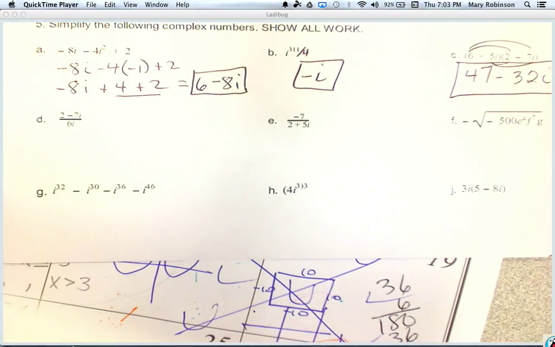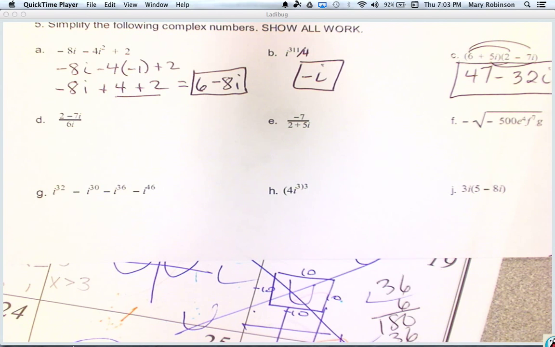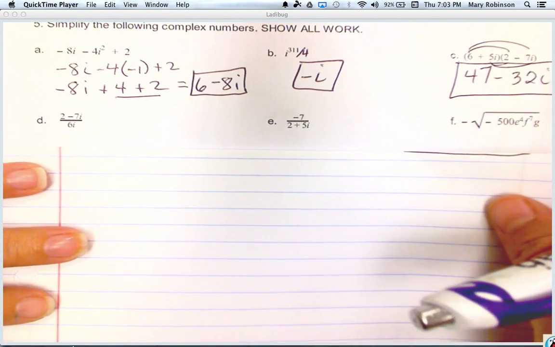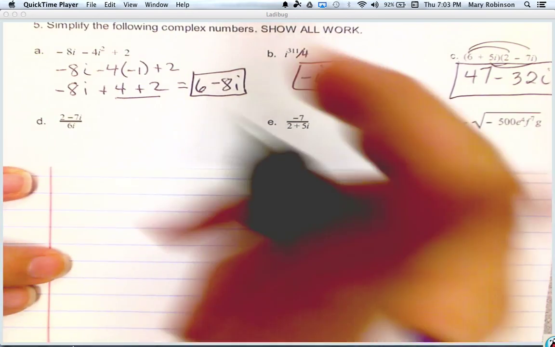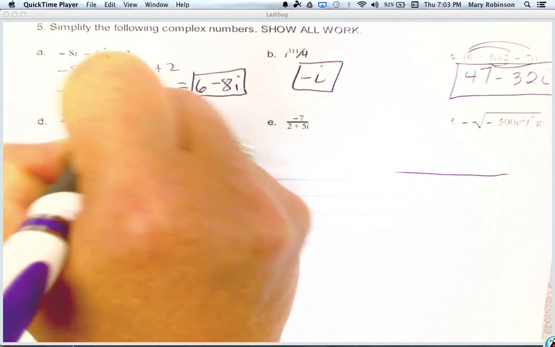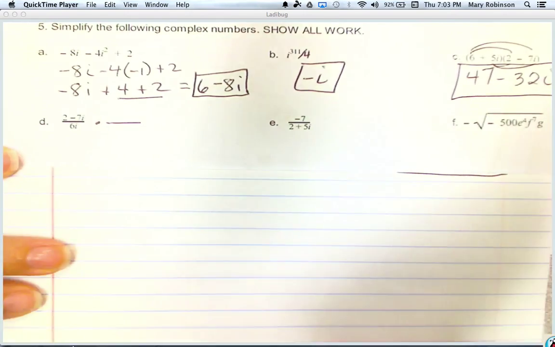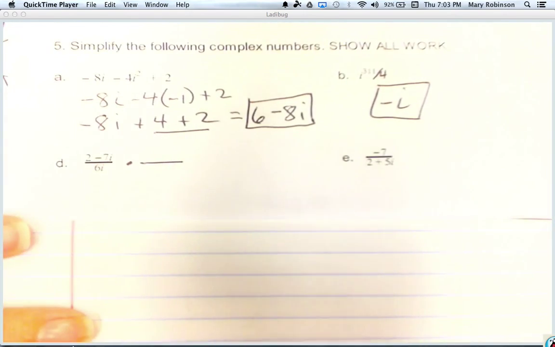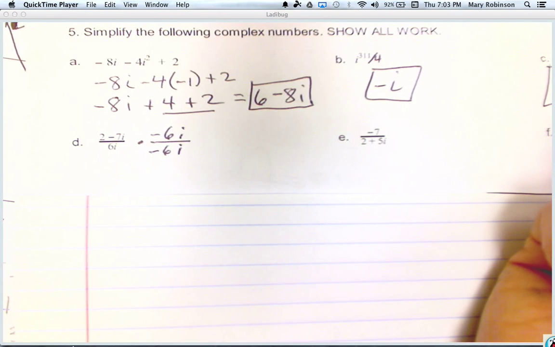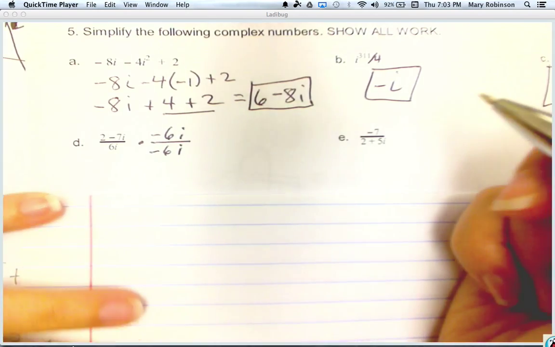For part D, we have 2 minus 7i over 6i. We're going to need to rationalize this. Here we multiply by the conjugate. The conjugate of 6i is negative 6i. So I'm going to create a fraction, negative 6i over 6i, and then multiply.